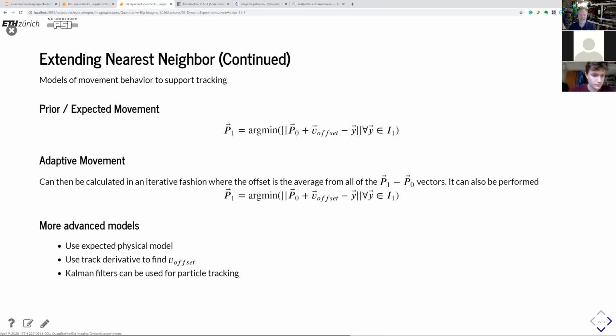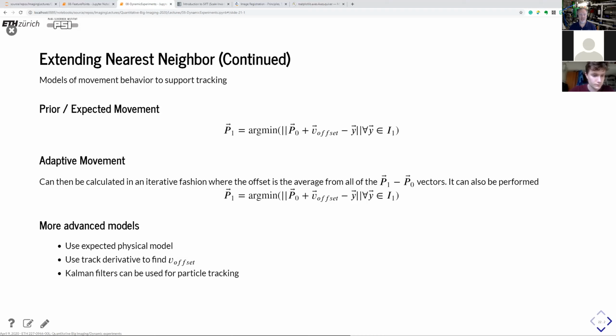We can even add some prior information, like we know that something is moving in a certain direction. We can, for example, add in this minimization process a velocity offset before we start doing the comparison, and that gives us the neighborhood where we should look. We can also adapt it from the previous average movement. We can compute this offset.